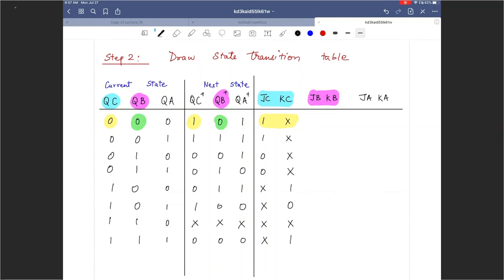Next, I have 0 to 1. 0 to 1 is 1x. I think 0 to 1 is 1x. Yes. 1 to 0 is x1.